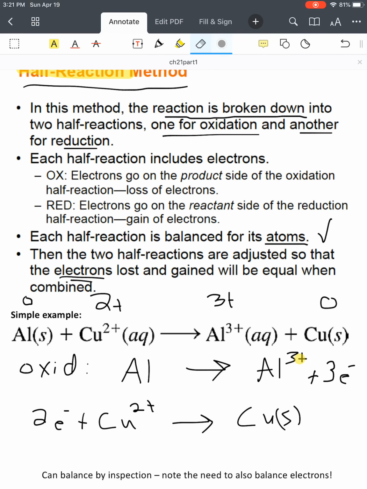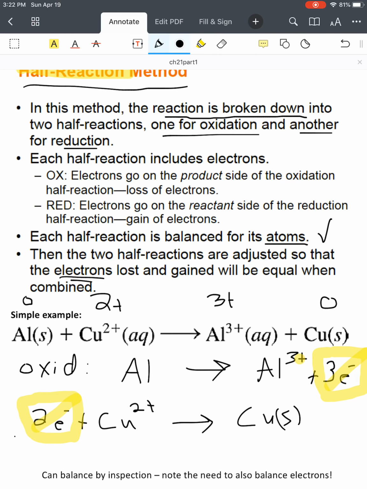What's cool about this step is notice that for my oxidation half reaction, aren't my electrons listed as a product? Because the electrons are given up in an oxidation. And in my reduction half reaction, my electrons are listed as a reactant because they're used to reduce my copper 2 plus. This will always be the case. One of your half reactions should have the electrons as a product. The other one should have the electrons as a reactant. You should always see that, okay?